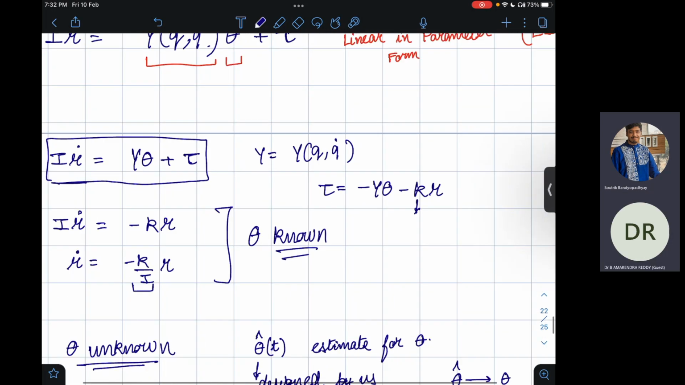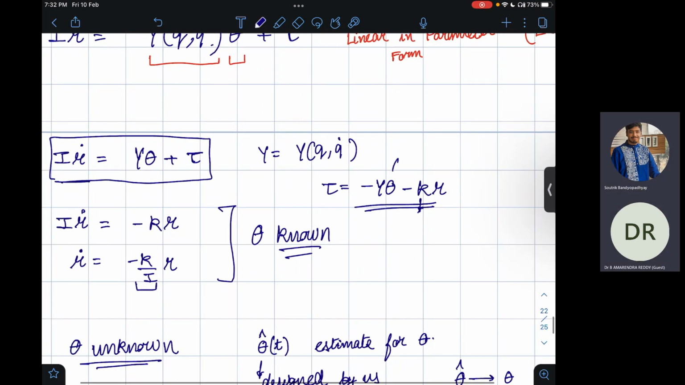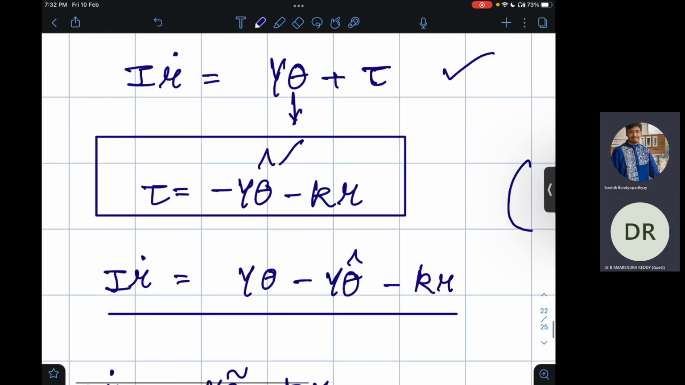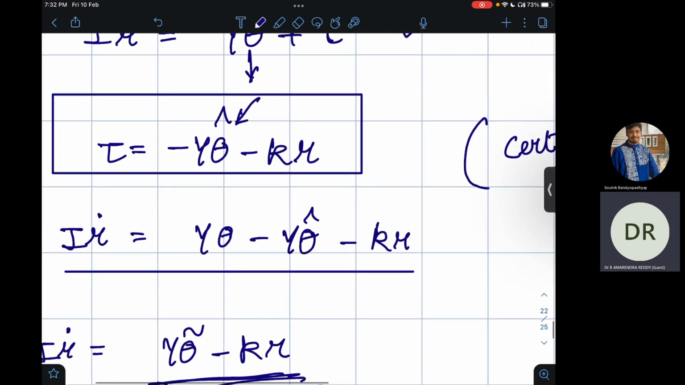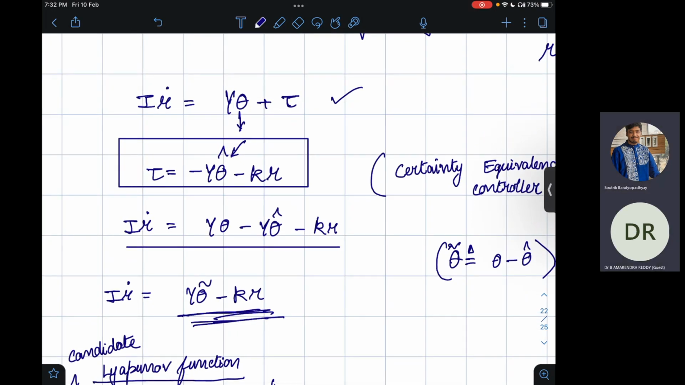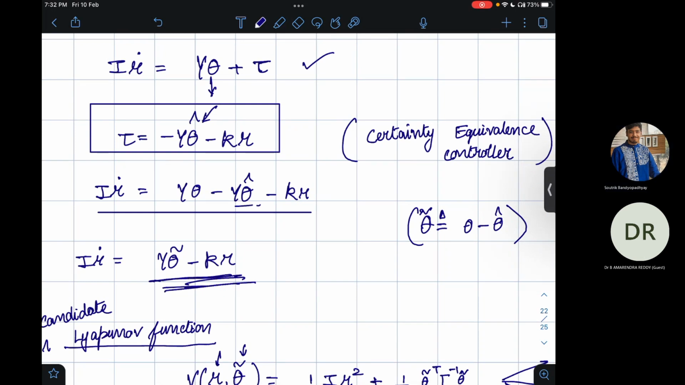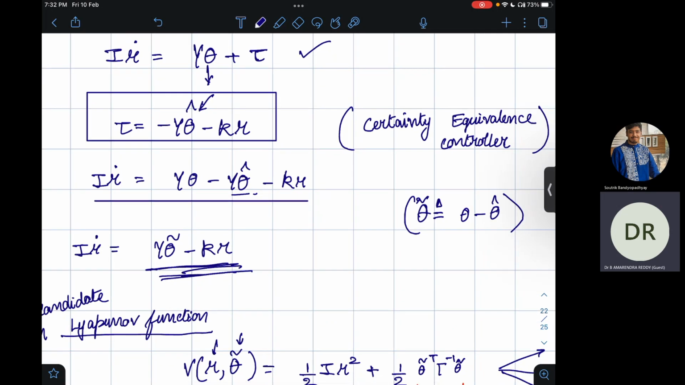Now, in the earlier case, we had substituted tau to be minus Y theta minus K r. But this theta is not known to us. So what we do is we replace that theta with this theta hat. This is the certainty equivalence controller. We need to estimate when theta is not known. Right? Now I substitute this tau over here, giving Y theta minus Y theta hat.